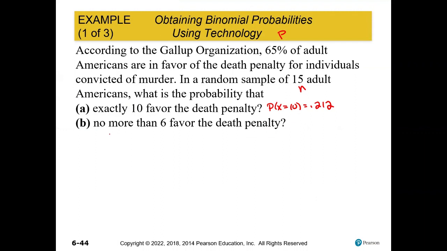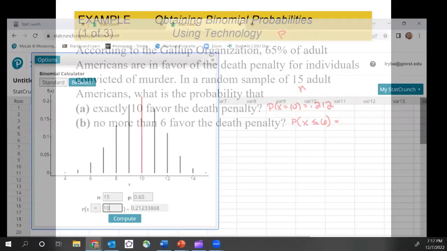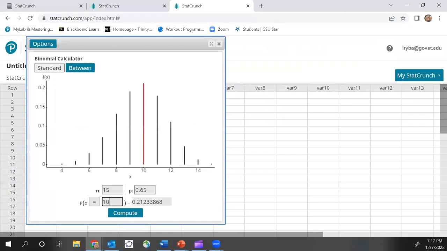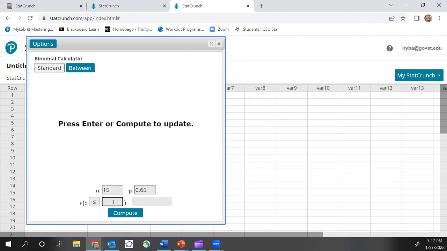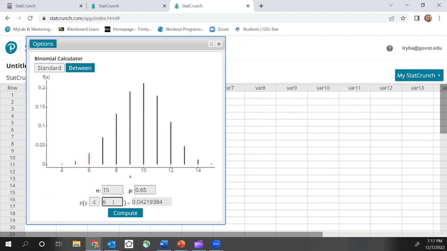This one, no more than 6. That means I can include 6, but I want values smaller than that. So P, no more than, is less than or equal to 6. And pull back up my graph. Then change this to less than or equal to, change that to 6. And you'll see the red ones are highlighted, 6 and below, 0.042.